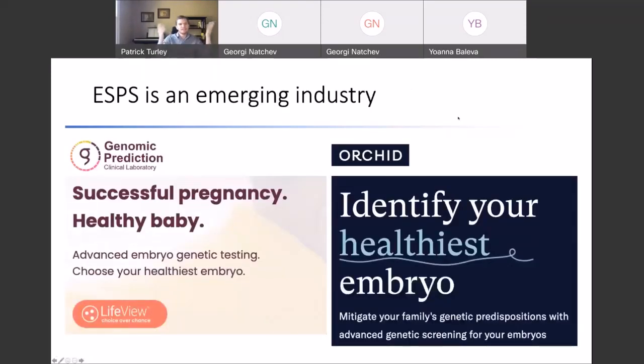And so, as I said, this is an emerging industry. There's a handful of companies that have already been founded and that are operating that will genotype and create the polygenic scores for various diseases and traits, and allow couples to then select among the embryos based on the disease risk, based on the information in a polygenic score. So these are two examples of companies like this.